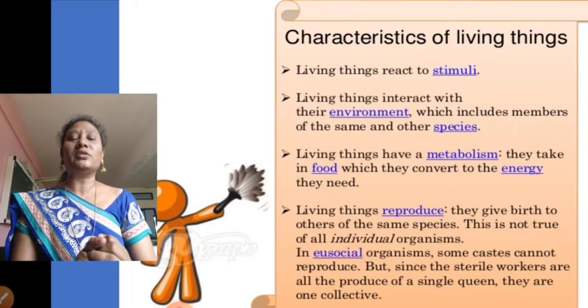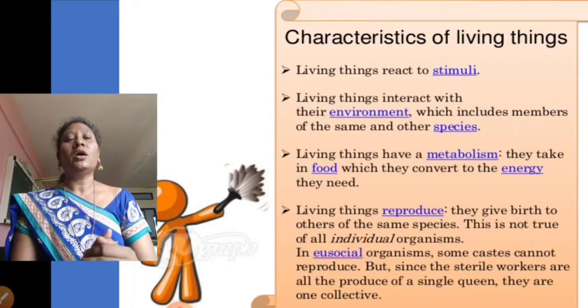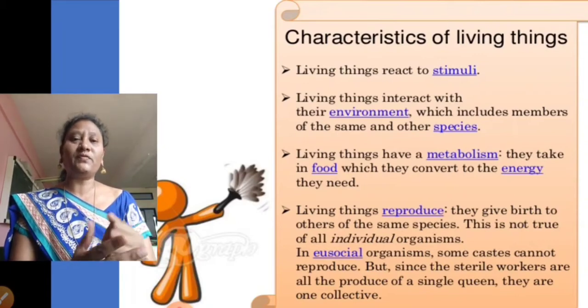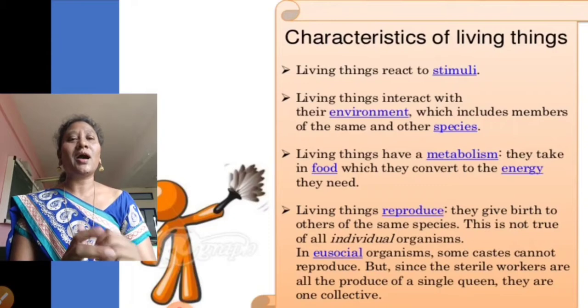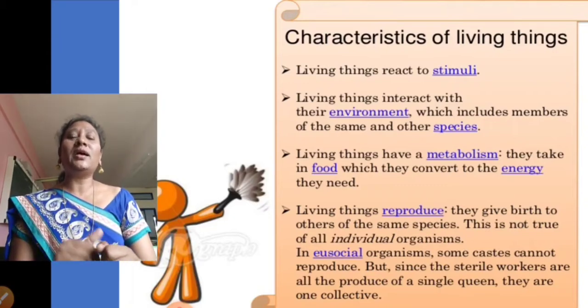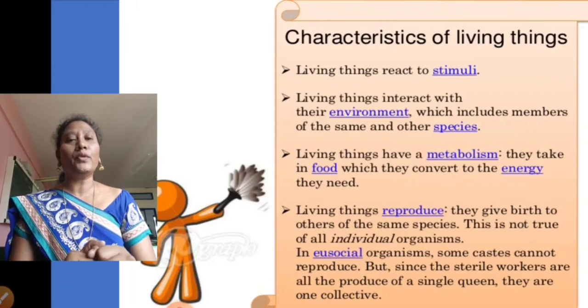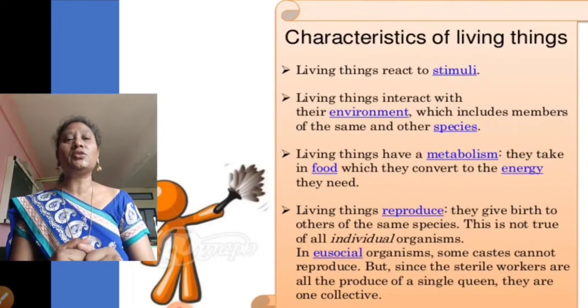If I call you by your name, you will respond. For example, I call Anand or Santosh, if the person is there, they will react. If I call, hi stone, can the stone respond? No. Hi wall, hi board, hi chalk. If I call, can those things respond to me? No, because they don't have any ability to respond. They don't have any response to stimulus.